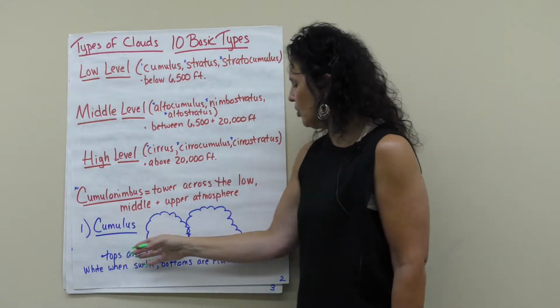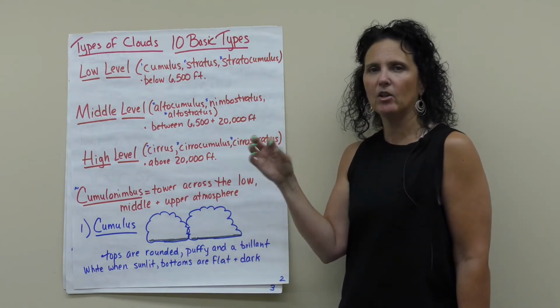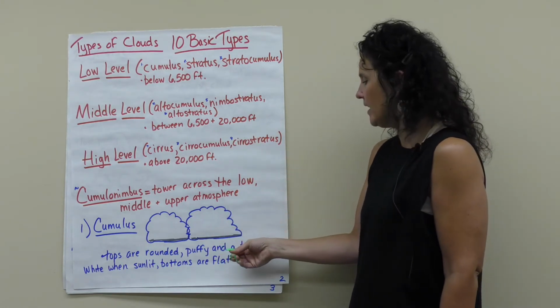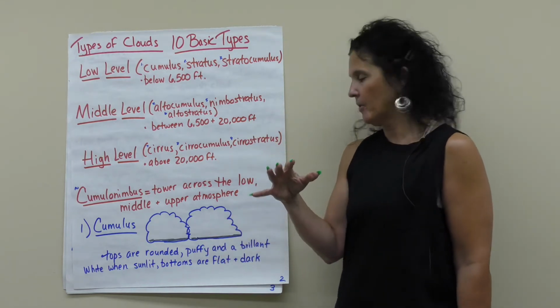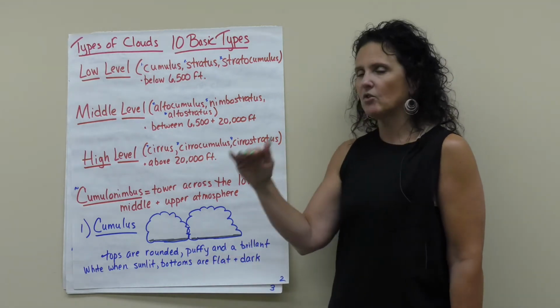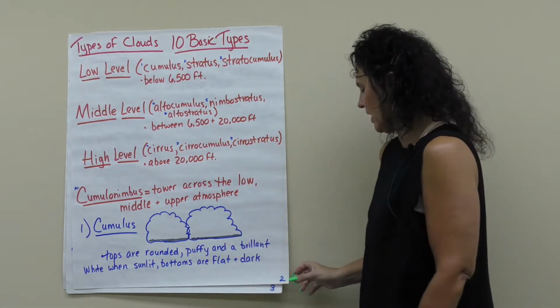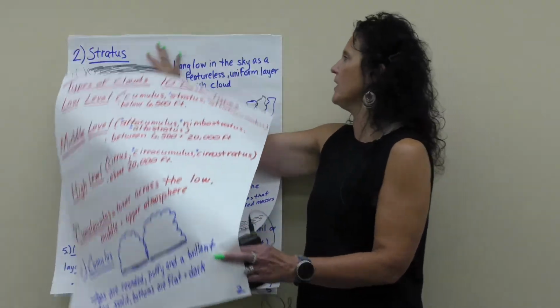The first type are the cumulus clouds, and the tops of those clouds are rounded and kind of puffy. They look to me like cotton balls, right? And they're brilliant white when the sun shines on them. They're very white, and the bottoms are flat and dark. So yesterday when I was driving home, that's sort of what they looked like. On the bottom it was kind of dark, and then the top were those big fluffy clouds.